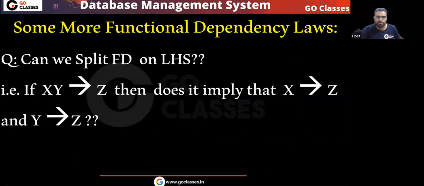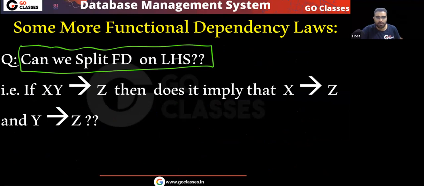Now let's move on. Tell me the answer for this question. Can we split on LHS? A very interesting question. What it means is, if xy determines z, can we split on LHS? If xy determines z, then does it imply that x will determine z and y will determine z? If this is given to you, that xy determines z, then can I say that x will determine z and y will determine z?